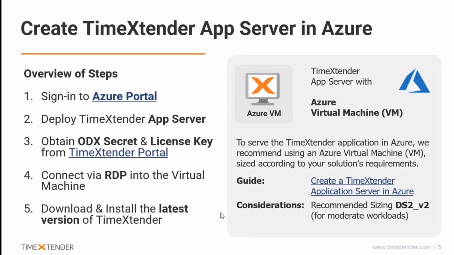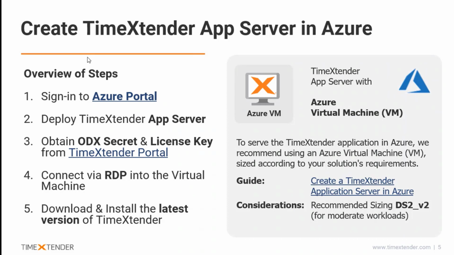So these are the steps we're going to cover today. First of all, we're going to sign into the Azure portal. We're going to deploy the TimeXtender App Server Marketplace template from the Azure Marketplace. We're going to go into the TimeXtender user portal, where we're going to obtain our ODX secret and license key. We're going to connect to the virtual machine using RDP, and then we're going to download and install the latest version of TimeXtender onto that virtual machine.